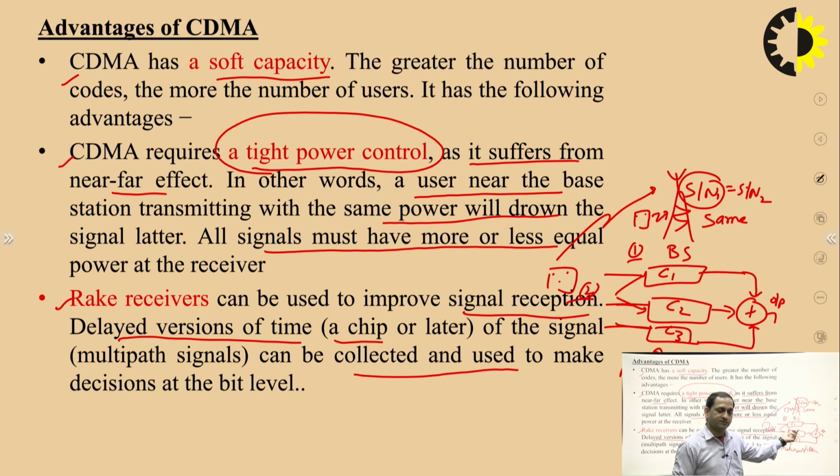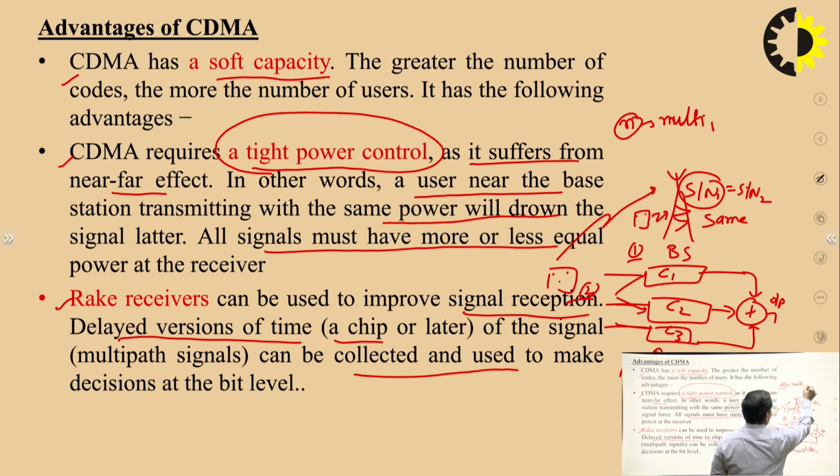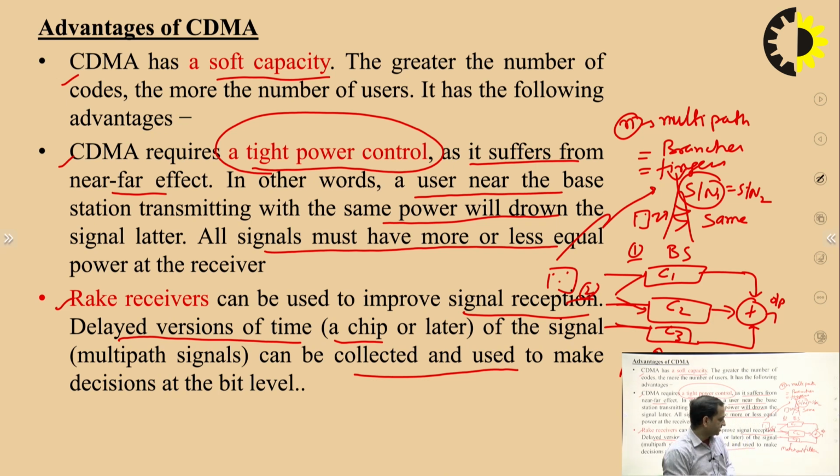If we have n number of correlators, it means we have n number of branches, which means n number of multipath, right? That is also equivalent to the branches, or we call them the fingers. So this is the concept behind the RAKE receiver, which we will cover in the upcoming lectures.